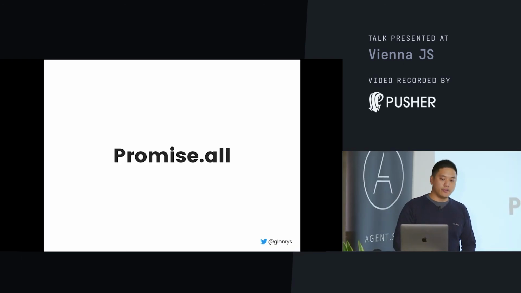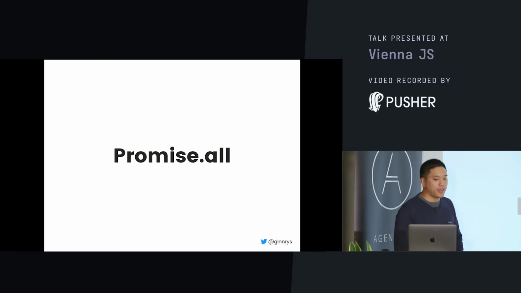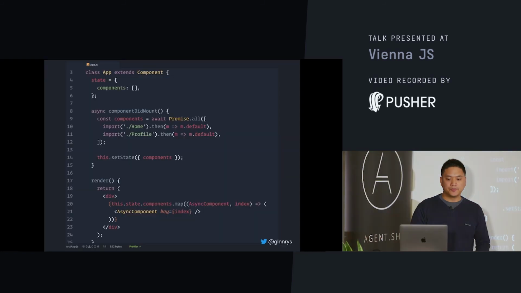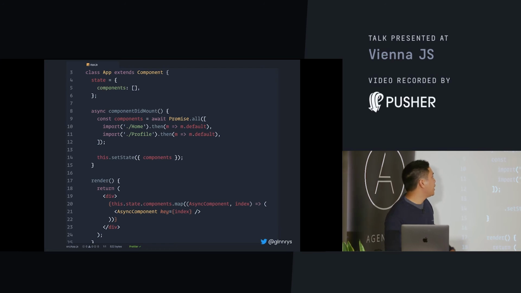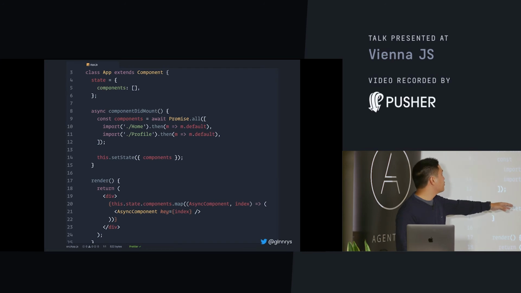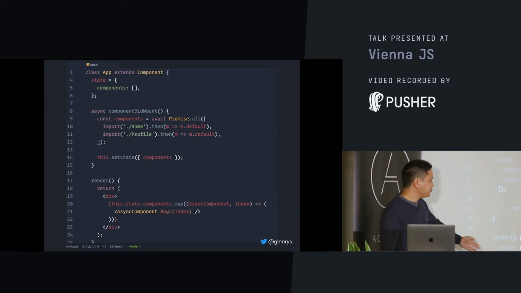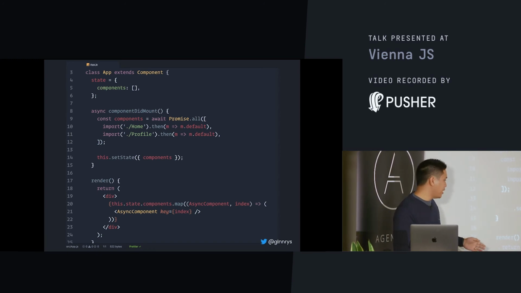But what about loading multiple components at once? For this, we can take advantage of Promise.all, and it's basically just the same thing as you would do with simple promises. In componentDidMount, we would call Promise.all and pass an array of dynamic imports, and then we set the state of components, which is an array, initially empty. After we have set it, it's an array of promises, and then in render we simply map through the array and render them, right?